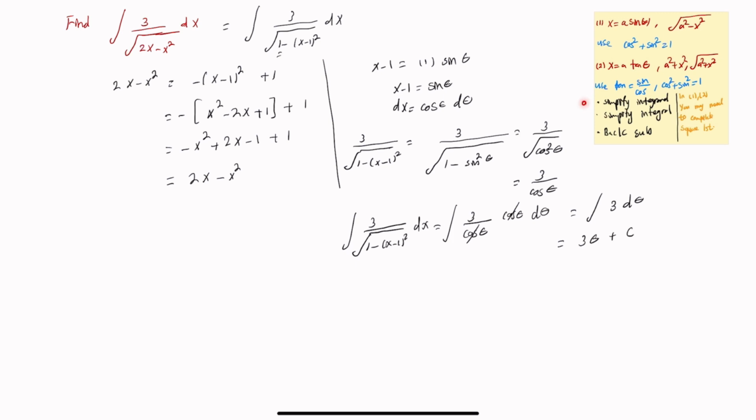Now after we simplify the integrand and the integral, let's back substitute. What is the function of theta? Let's write it in terms of x. We will use this one in here to solve for theta. So theta is going to be equal to arc sine of x minus 1. Therefore, this is going to be equal to 3 arc sine of x minus 1 plus c. And that should be the antiderivative of the integral.